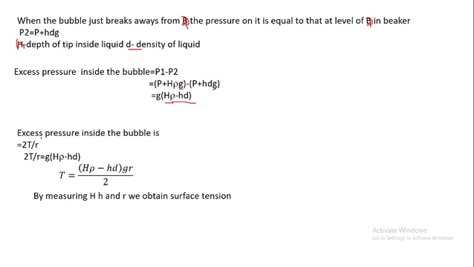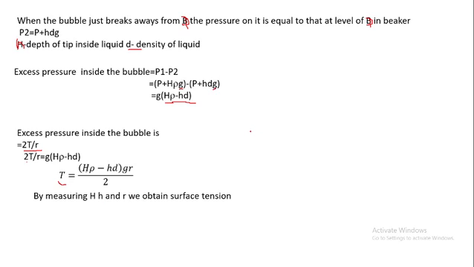According to the definition, the standard formula for excess pressure inside the bubble is 2T upon R. So this excess pressure must be equal to that excess pressure, and equating the two equations we get 2T upon R equals (H rho minus h d) g. Writing the equation for T, we get T equals (H rho minus h d) g R divided by 2. H is the height difference in the columns, h is the depth of your capillary tube inside the liquid, and R is the radius of your capillary tube. If we know these, we can determine the surface tension of that liquid.